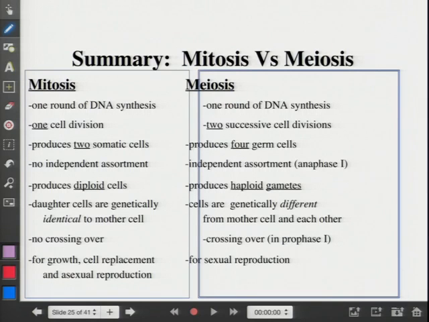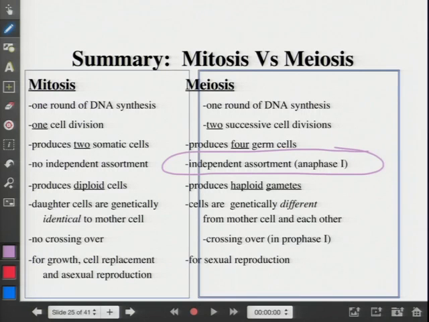DNA synthesis for both of them, right? Interphase is exactly the same. Mitosis, we have one cytokinesis. In meiosis, we had two cytokinesis events, right? One replication, two cell divisions for meiosis. Meiosis, you end up with four germ cells or gametes. Mitosis, two daughter cells, right? So four daughter cells versus two daughter cells. We didn't talk about this.